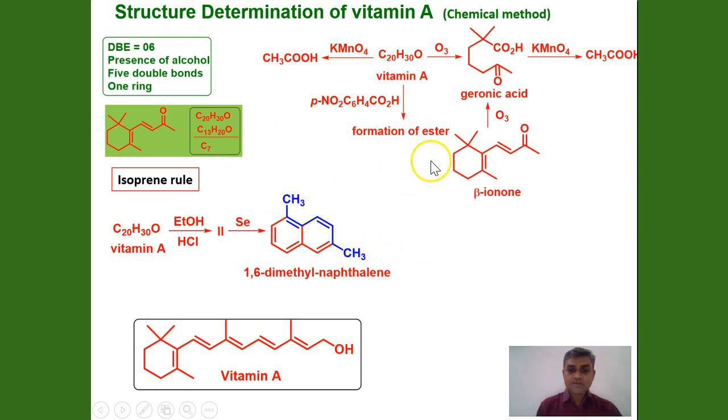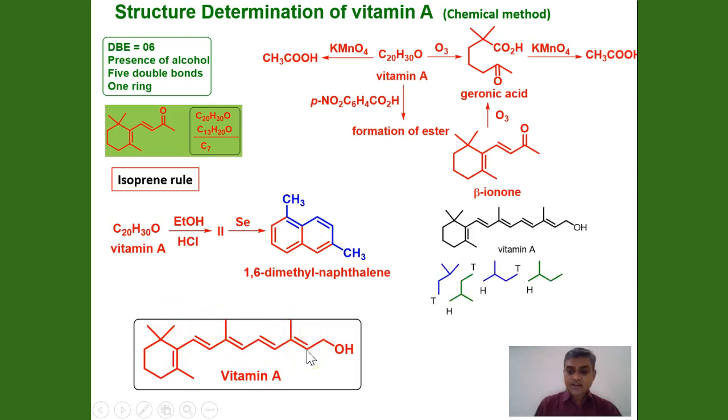So all these chemical evidences are in support of the structure of vitamin A, and again one can understand the application of the isoprene rule here. The 4 isoprene units are joined through head to tail. Here is a head to tail, here is a head to tail. So on the basis of all these chemical evidences, we have proved the structure of vitamin A, which contains 5 double bonds, contains the beta ionone unit, and is alcoholic in nature.